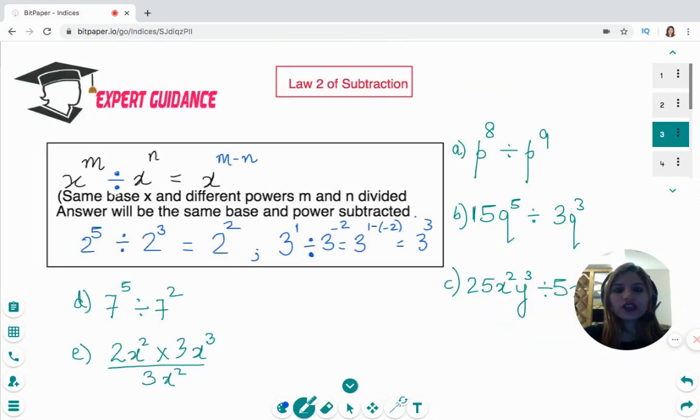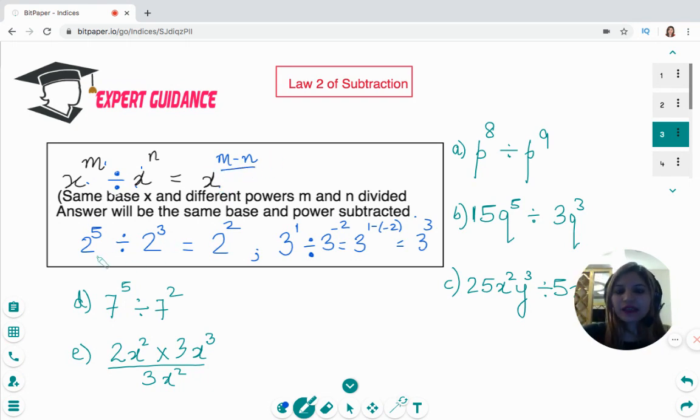Now let's move on to the next law, which is the law of subtraction, where you have the same base, different powers, and they are divided. When they are divided, you take away the 2 powers. So here, x to the power m divided by x to the power n. x is the base, which is the same, so the powers get subtracted: m minus n.